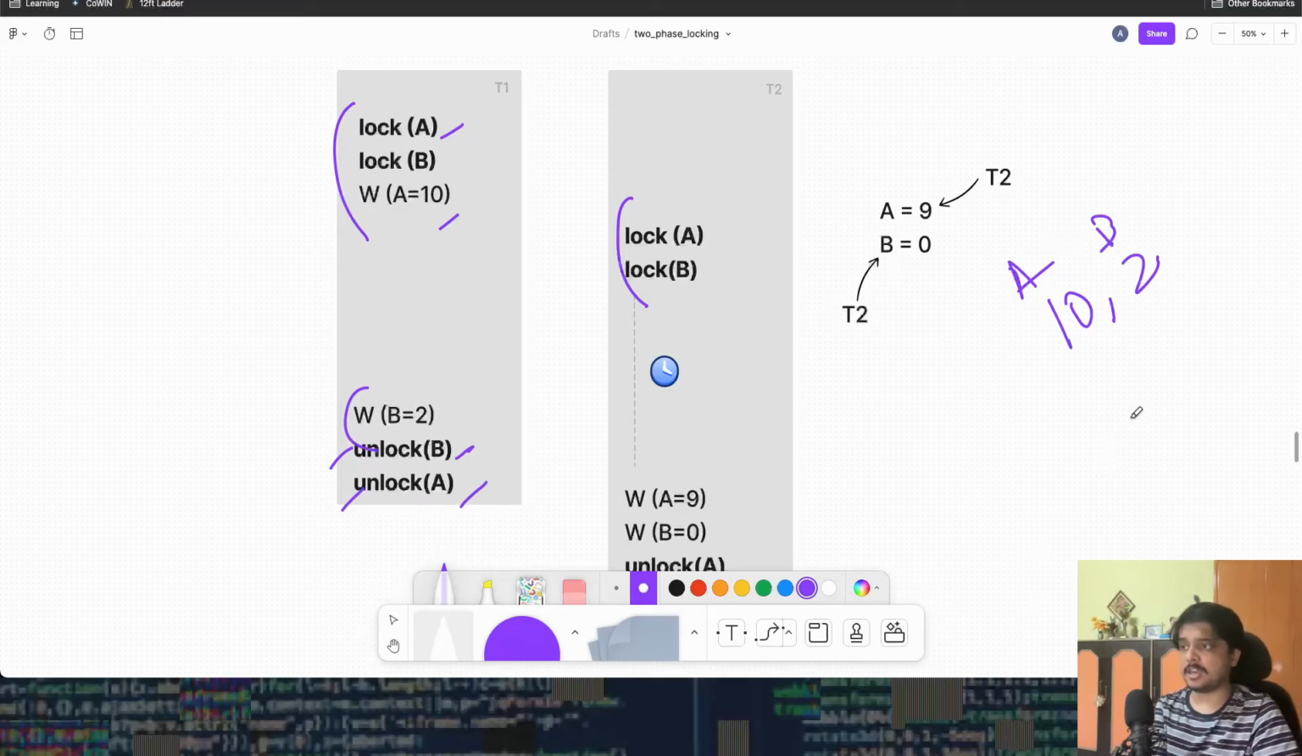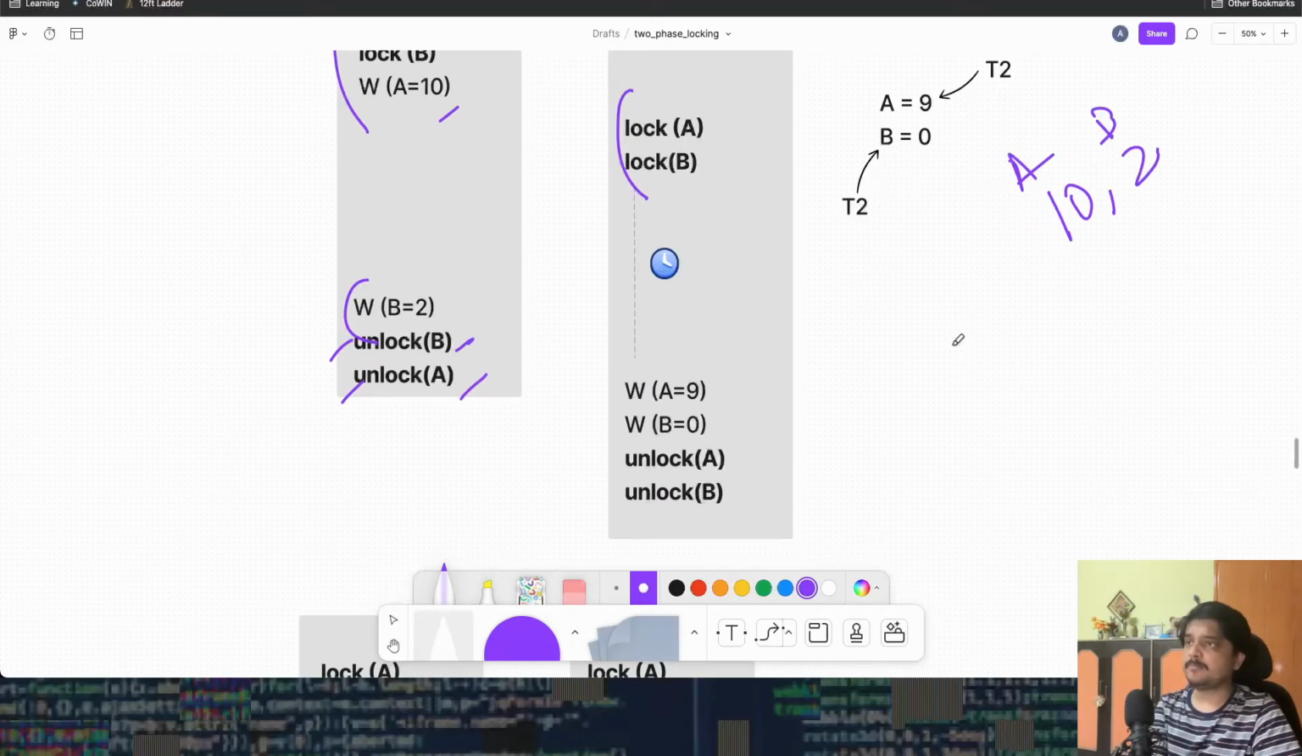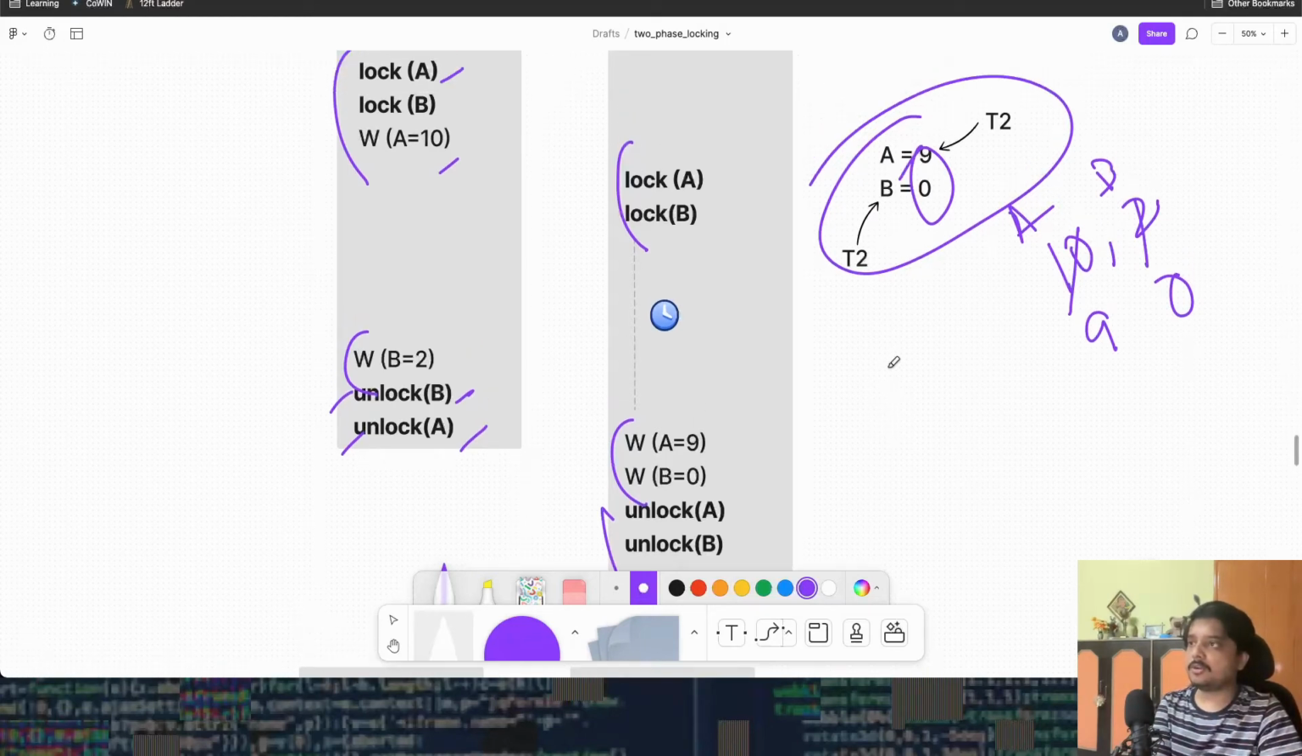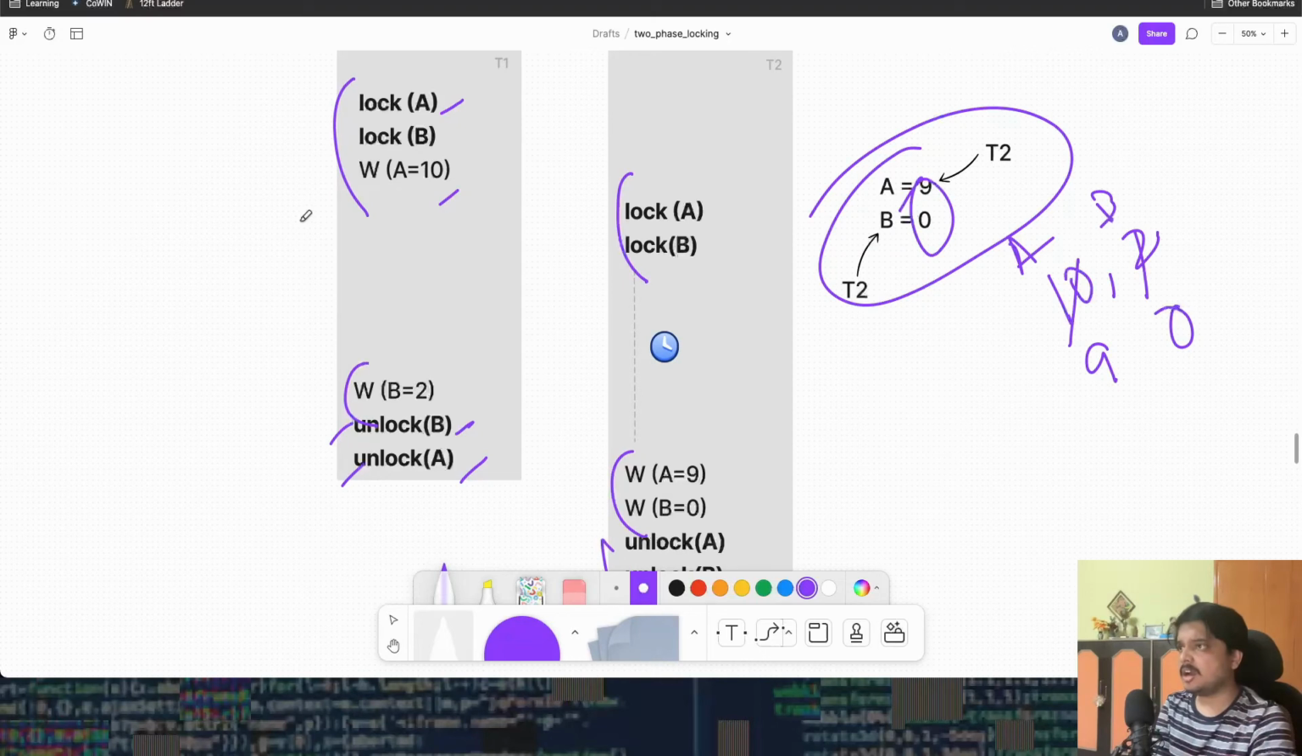Once it has done unlock A and unlock B, T2 gets access to these objects, right? So now it writes 9 here and 0 here, then it unlocks. So now you see both the values are coming in from T2. That means one transaction seems to have run before the other transaction, right? Now in this particular example, the operations have happened like that only: one's operations have finished, then the other's operations have begun.